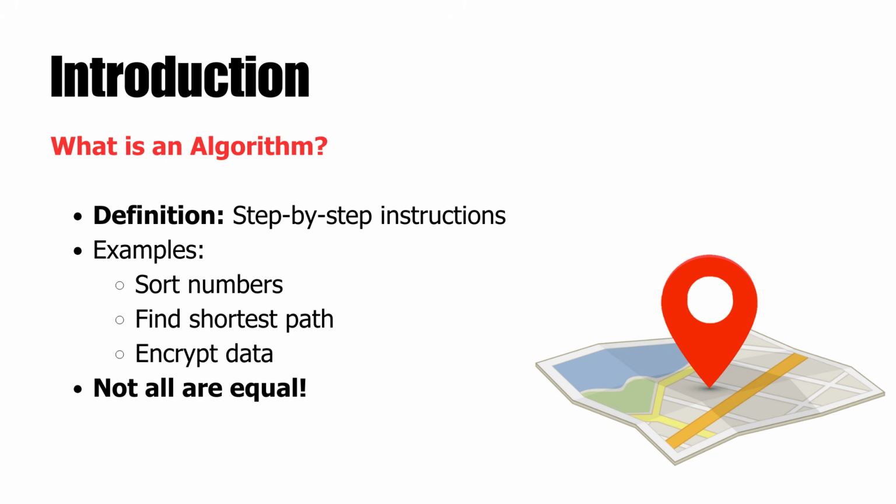So, what is an algorithm? At its simplest, it's a set of instructions to accomplish a task or solve a problem. Think of it as a recipe for computers. For instance, sorting a list of numbers, there's an algorithm for that. Finding the shortest route on Google Maps, that's an algorithm too. Even sending messages over the internet or encoding videos depends on algorithms working in the background.